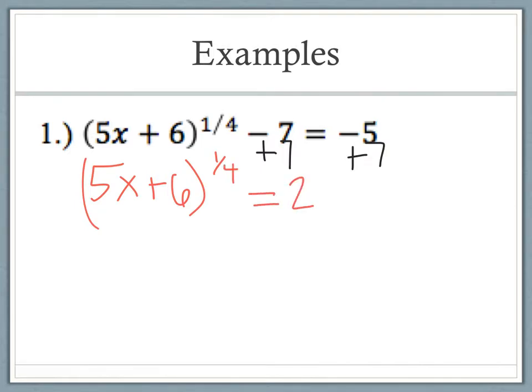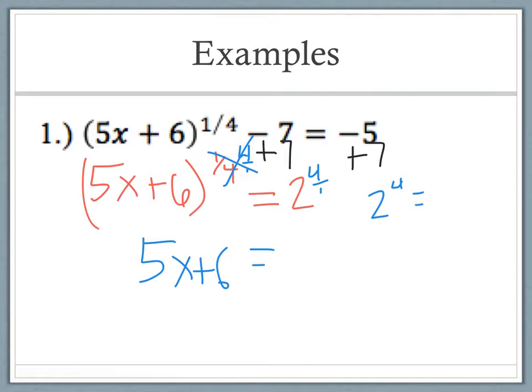Now we're going to raise it to the reciprocal power. So the reciprocal power would be 4 over 1, and if I do it to one side, I have to do it to the other side. The left side just becomes 1, so I just have 5x plus 6 equals 2 to the 4th, which is 2 times 2 times 2 times 2, which is 16.